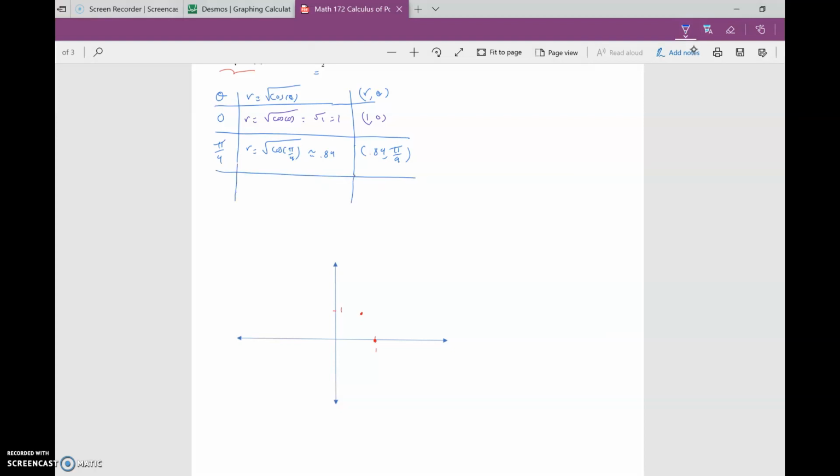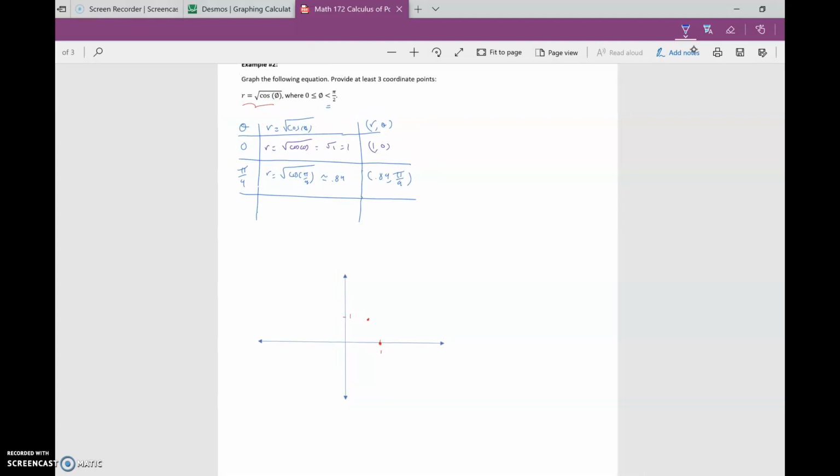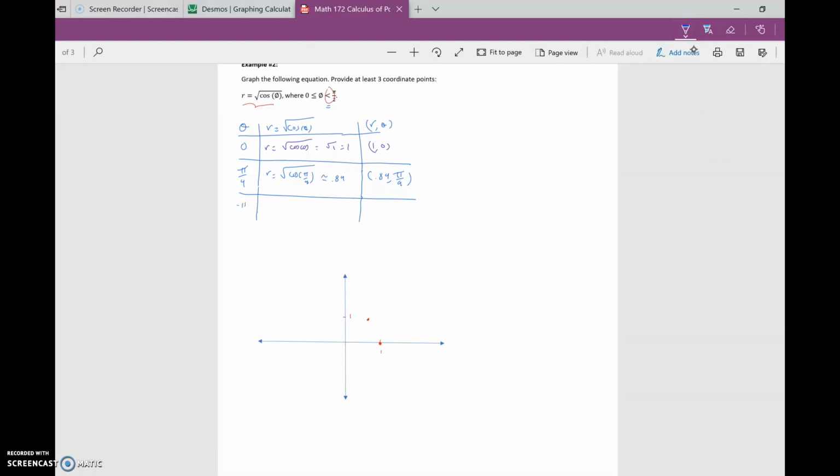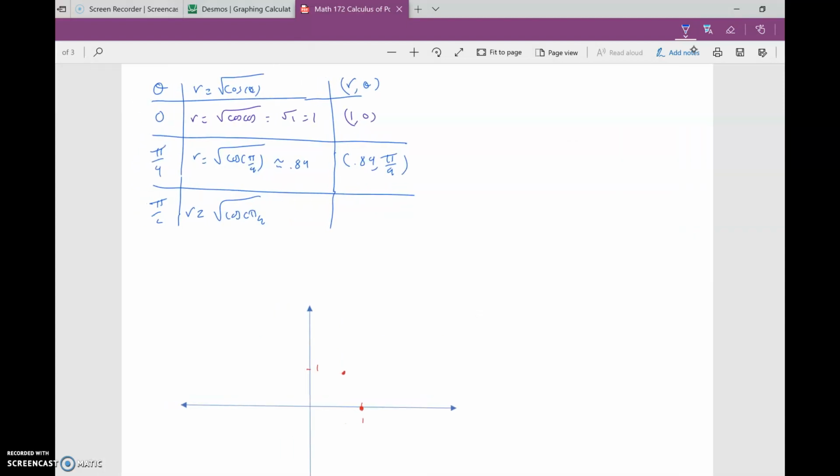And then for the next one, I'm just going to use pi over 2 just to complete the curve. But I'm going to put an open dot there because it's technically not defined. So we're talking about not defined there. So this will be pi over 2. So r is equal to the square root of cosine of pi over 2. Whoops, let me fix it.